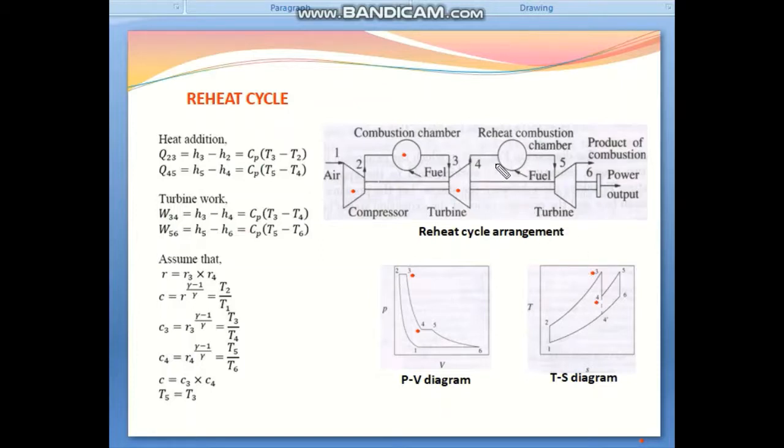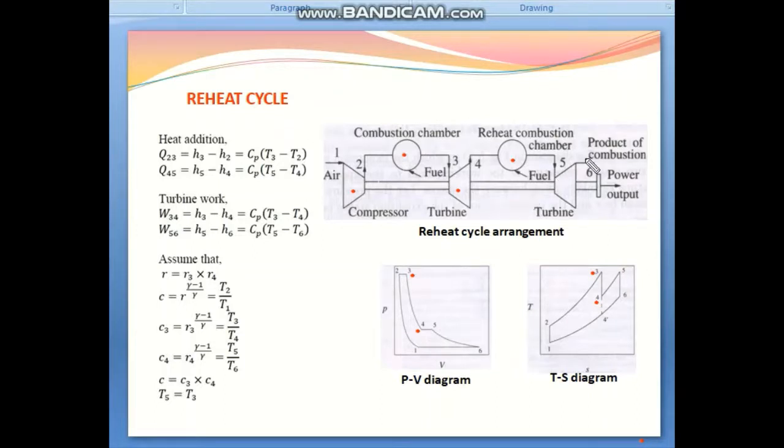that product again flows to the reheat combustion chamber. In the reheat combustion chamber, it's again mixed with some fuel, and again combustion takes place, that is 4 to 5. So in 4 to 5, the temperature is again increased. This is the process 4 to 5. Okay, this is a constant pressure process.